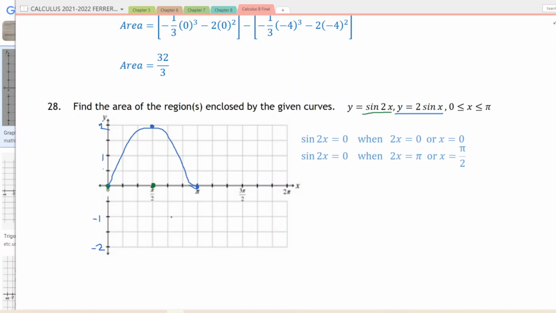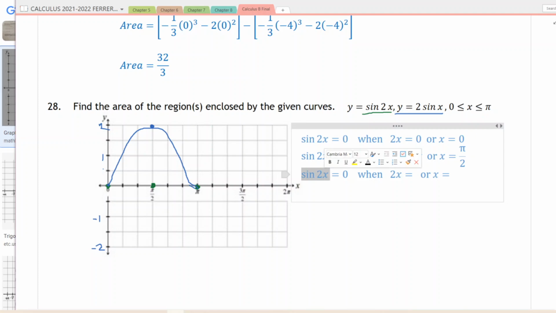And now we've got to find, it looks like there might be another 0. And if you follow the pattern, I don't know why you wouldn't follow the pattern, it looks like the next 0 is going to be at pi. So let's make sure. The next time that sine is equal to 0 is when the angle is going to equal 2 pi. So in this case, since our angle is 2x, we've got to make 2x equal to 2 pi. And that would mean that the sine of 2x is equal to 0 when x is equal to pi. So that does follow the pattern over here at pi.